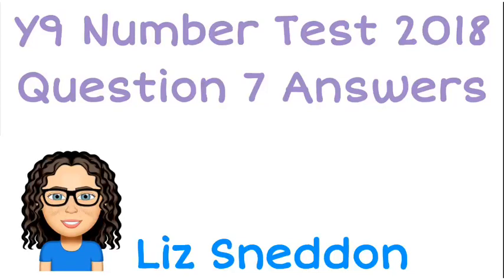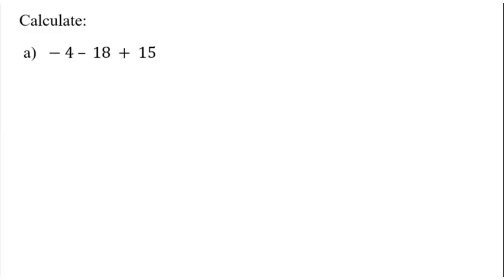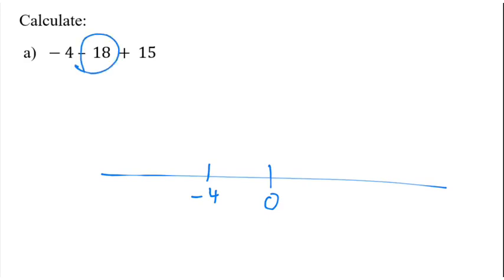Let's have a look at question 7. So here we go. We are going to start with, now if I think of my number line, there's 0. It's saying start at -4, and now we're going to subtract 18. So subtraction means I'm going back this way by 18, and that's going to take me down. So if I'm starting at -4, go down by 18, that's going to take me to -22.